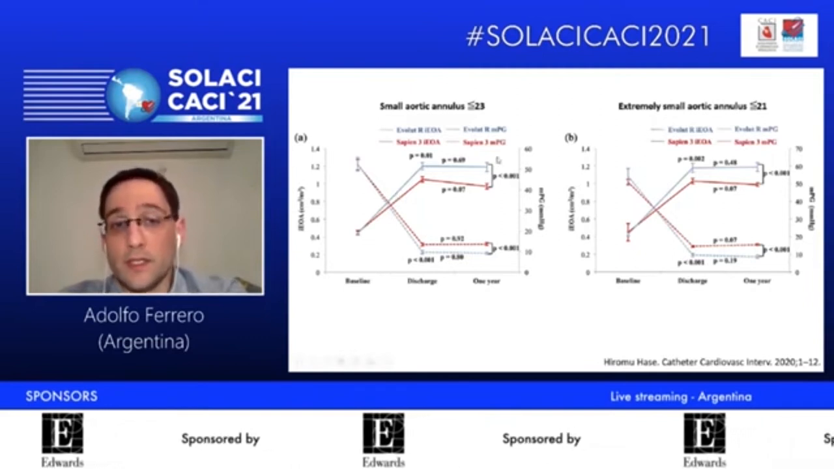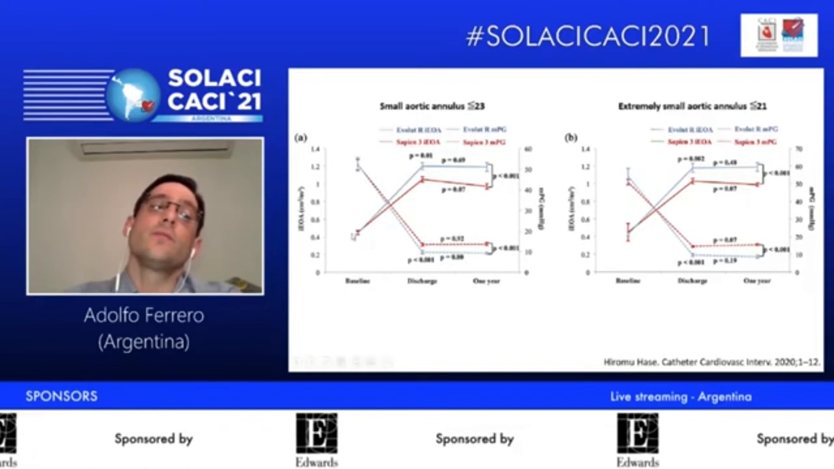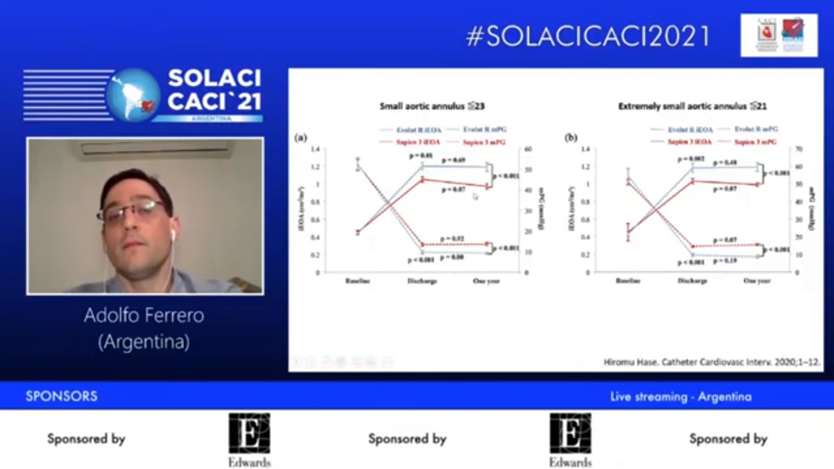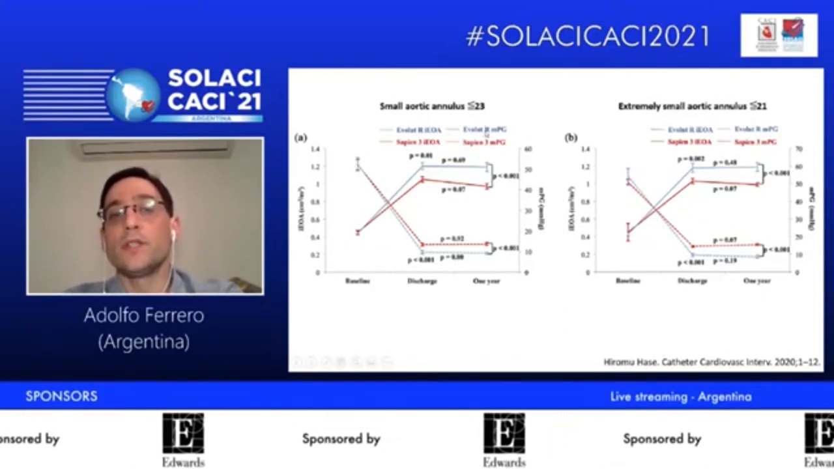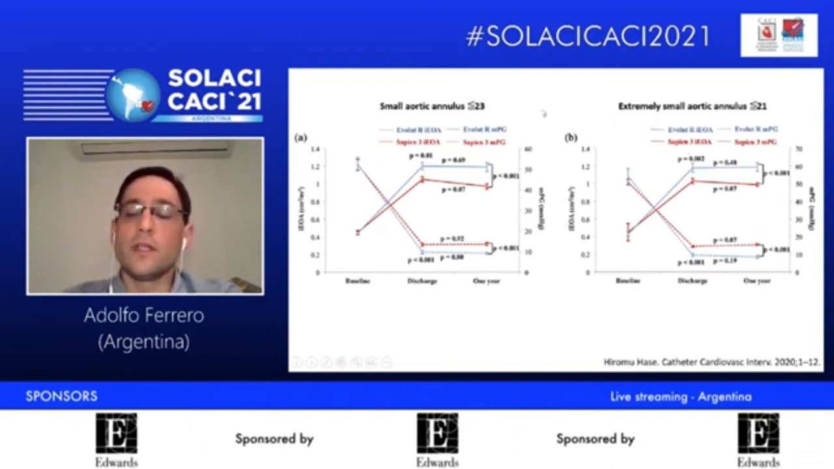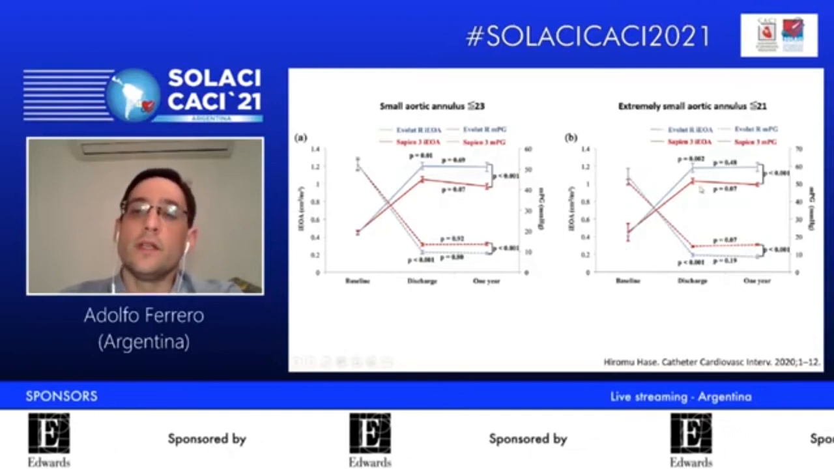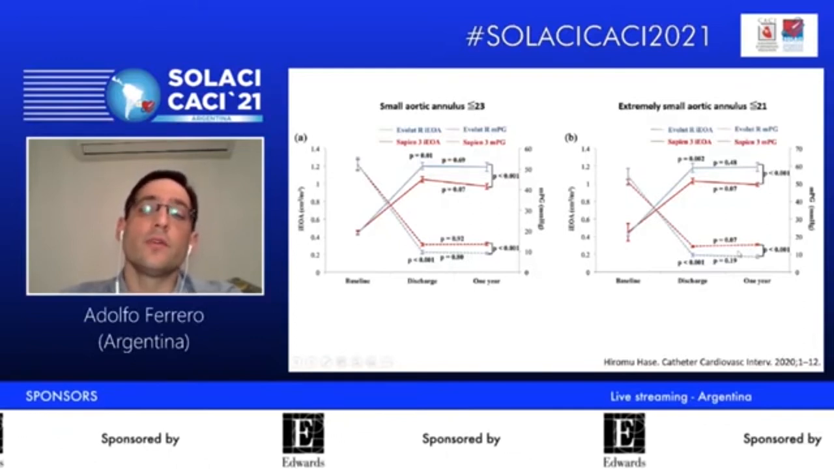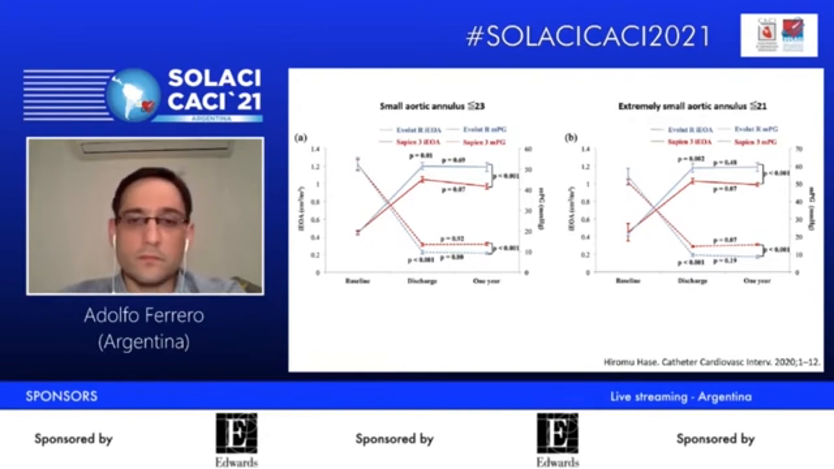what is happening in, for example, this beautiful picture that they show, you can see the increase in the valve area and the decrease in the gradient in patients with an annulus less than 23, and also in 21, there is an increase in the area and the gradient, but it is in favor of the Evolut R.